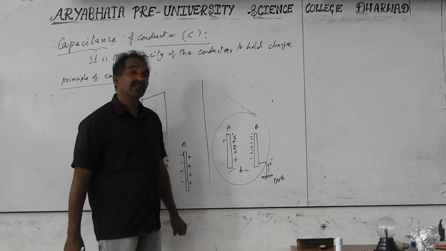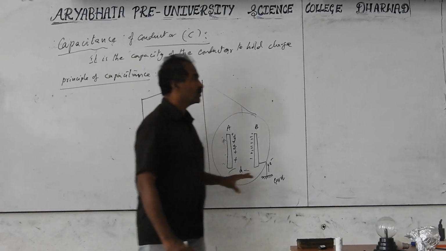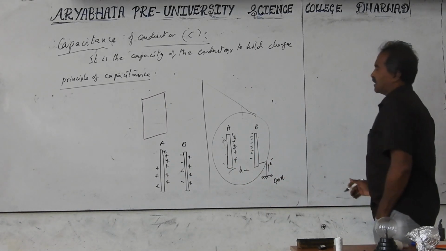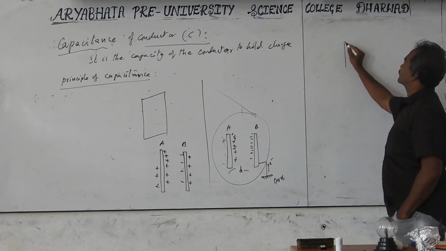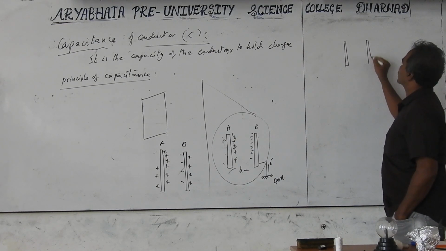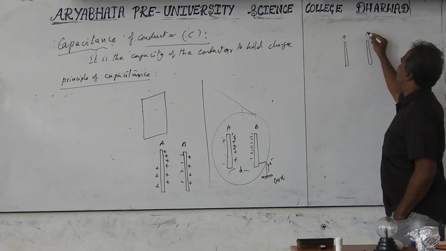What if earth is not available to you? Then in that case, what I will do is keep the two plates, plus and minus plates, plates A and B.